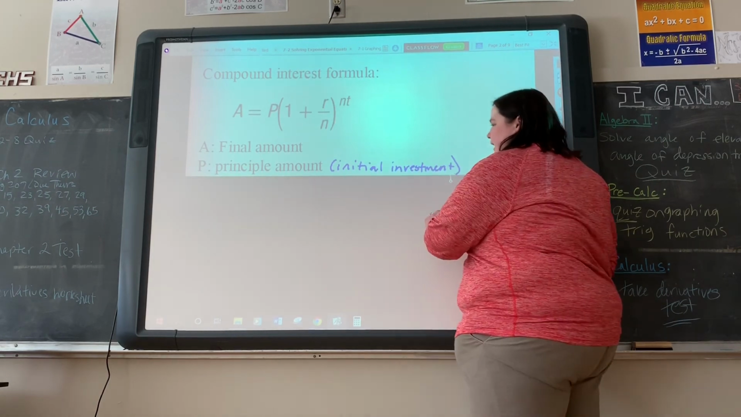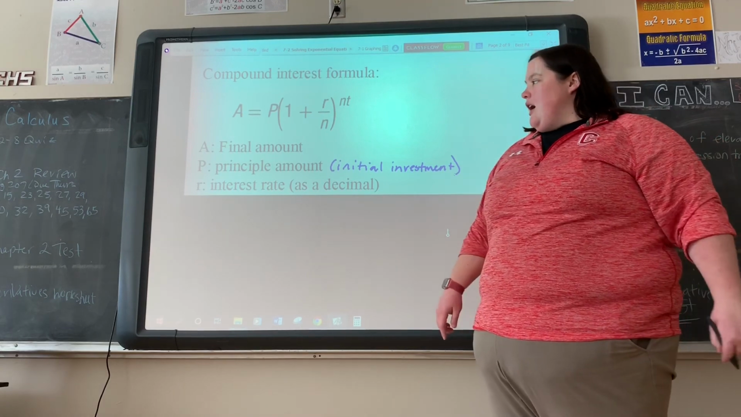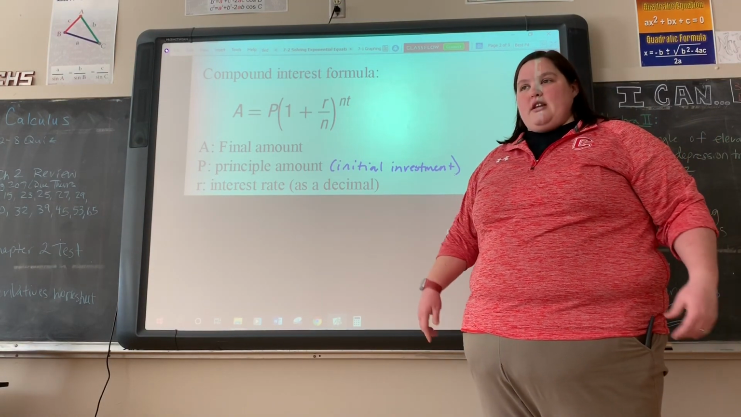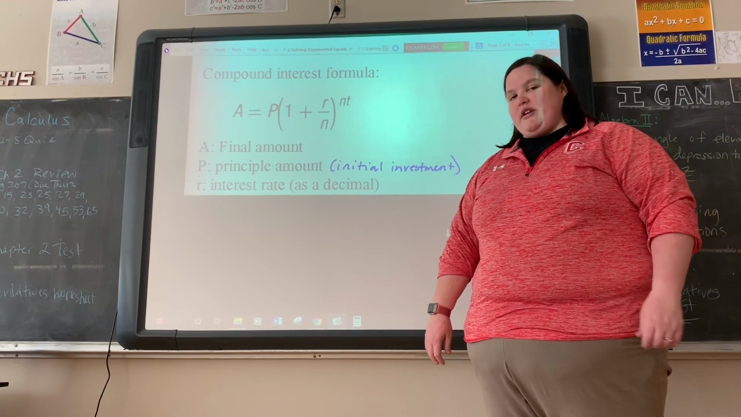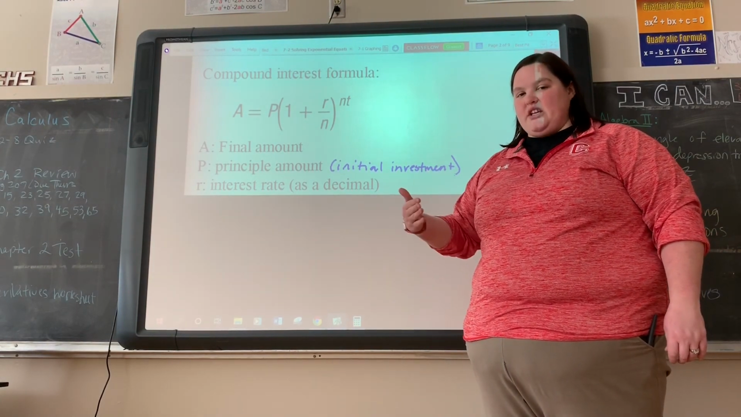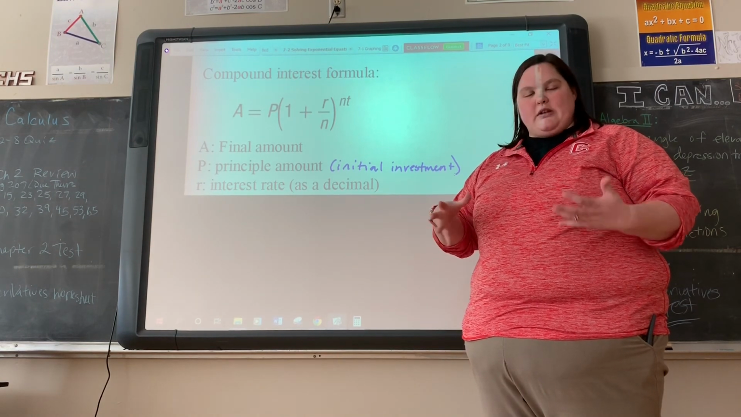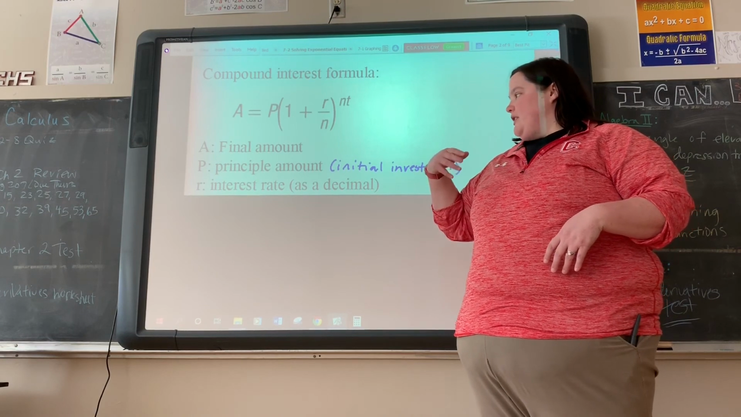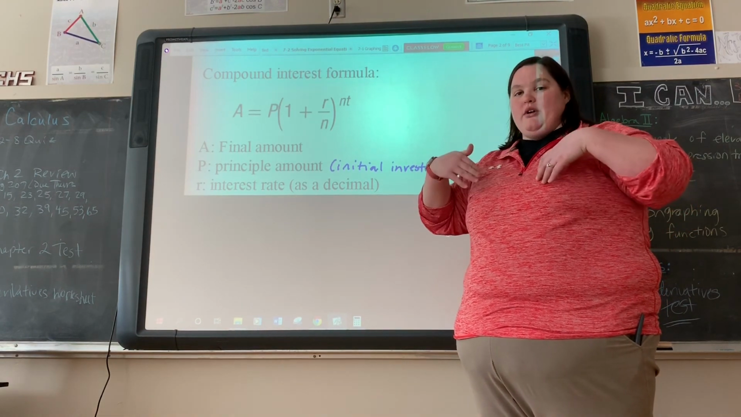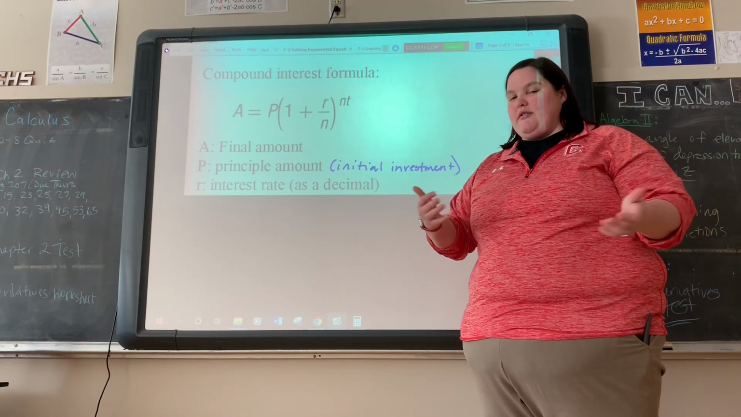R is still the rate, and again, it's still as a decimal. Typically, interest rates are set up per year, but most of the time banks and different investments give it to you a little bit more often. They might give you a little bit of interest every month. And so that is what affects our rate. That's what the N is. They might also give it to you monthly, quarterly, different things like that. So N could be a couple of different things.